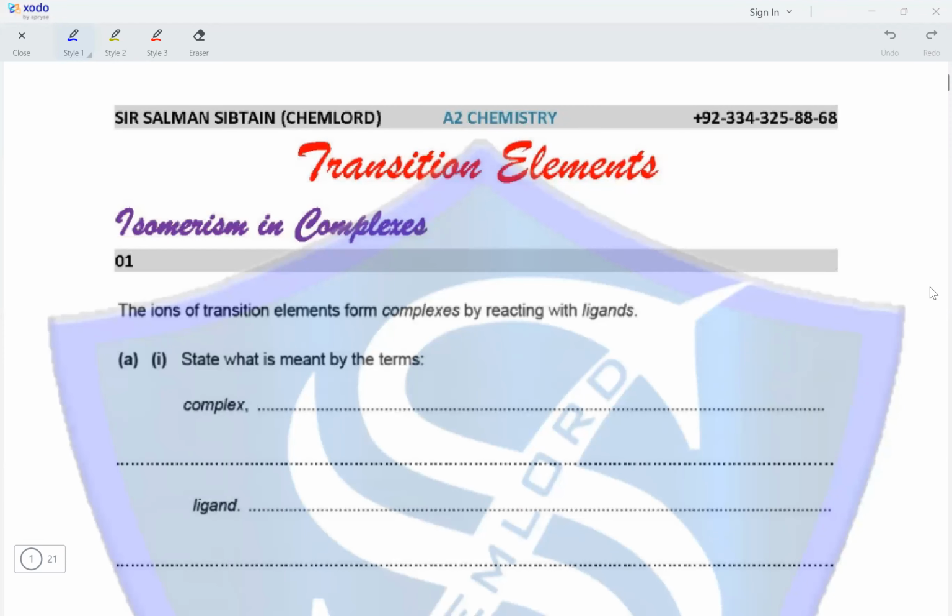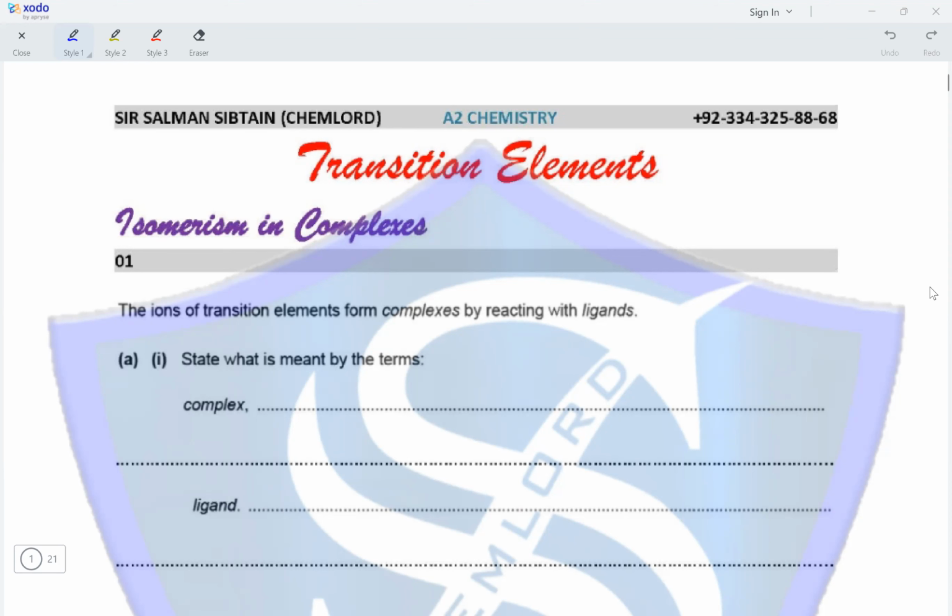Hi guys, this is A2 Chemistry, Transition Elements, and we are looking at isomerism in complexes. Question 1. The ions of transition elements form complexes by reacting with ligands. State what is meant by the term complex.